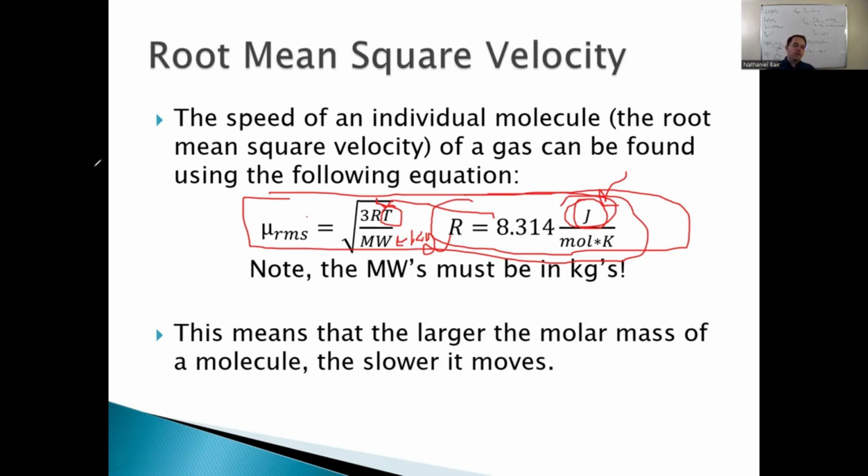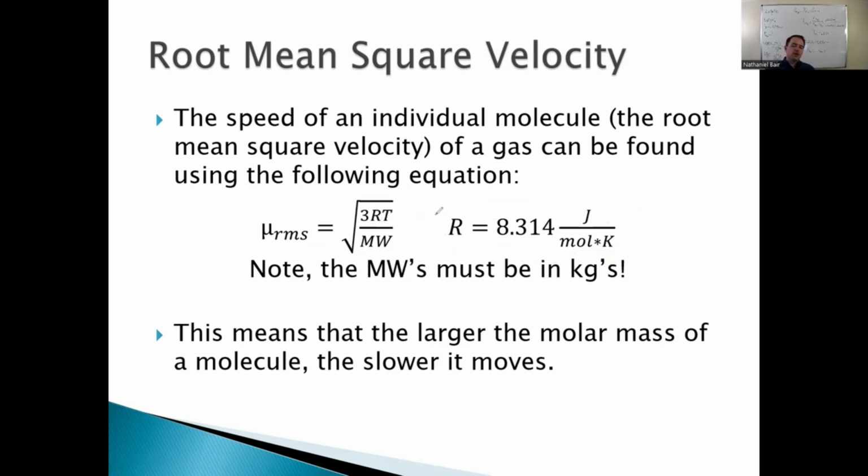Here's what this formula is saying, and this is what I want you to get out of this. It's saying that the speed of a gaseous particle is proportional to 1 over the square root of the molar mass of the gaseous particle. What this is essentially saying is heavier gases move slower than lighter gases. And I think this is kind of common sense, right? Heavier things are going to be moving slower than lighter things.